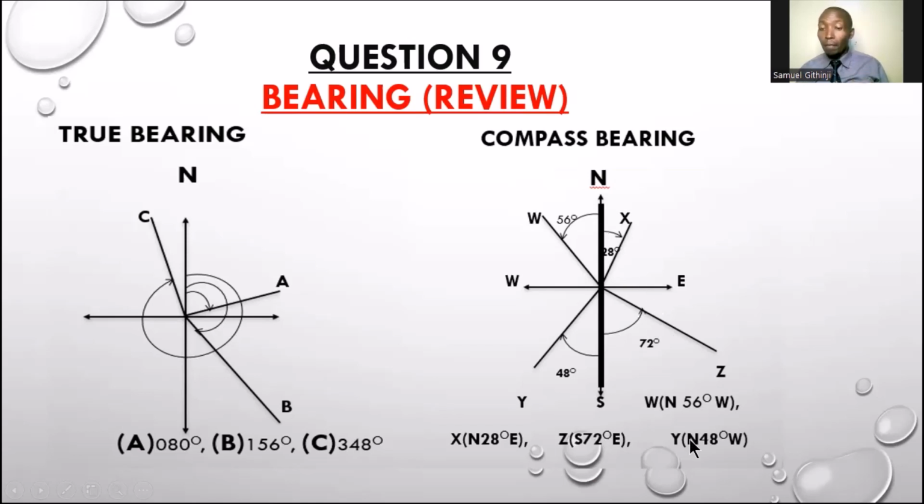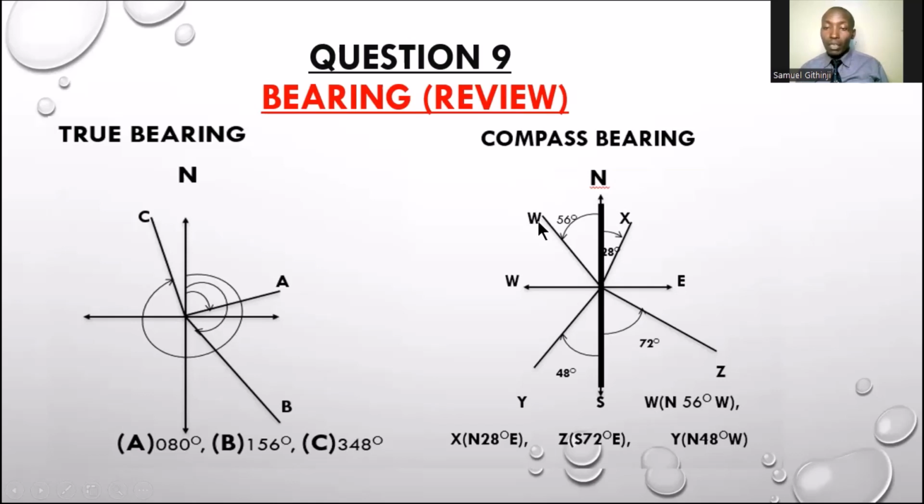So for the true bearing, if I consider point Y, this one, it is 48 degrees on the southern part towards west. So it is 48 degrees. You consider this one. Okay, Y will be south. I think this should be south, 48 degrees west. Yes, you can change that one. This is south, 48 degrees west.